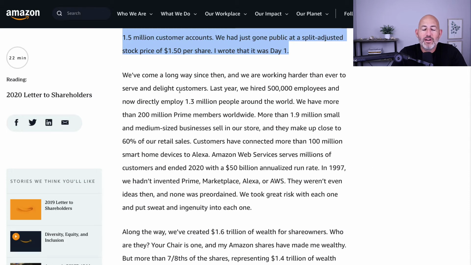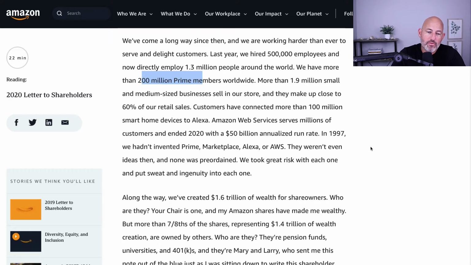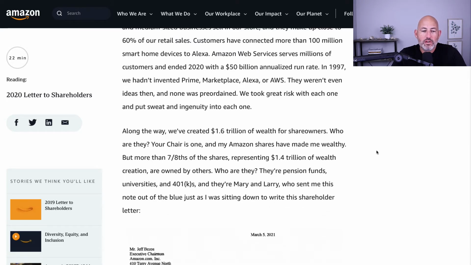Since then, they've gone a long way. They have 500,000 people employed, and there's 1.3 million around the world, and there's 200 million Prime members, 1.9 million small and medium-sized businesses sell in the store, and the small businesses actually are 60% of the sales, and customers have connected 800 million smart devices to Alexa, and Amazon Web Services serves millions of customers with a 50 billion annualized run rate. In 97, there was no Prime, Marketplace, Alexa, AWS. So along the way, they've created 1.6 trillion of wealth for shareholders.